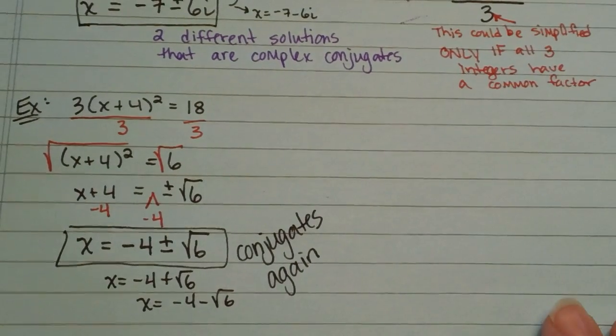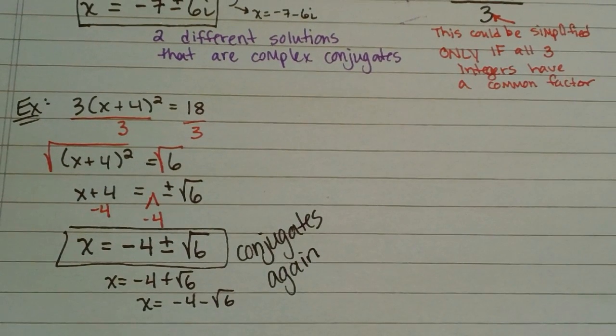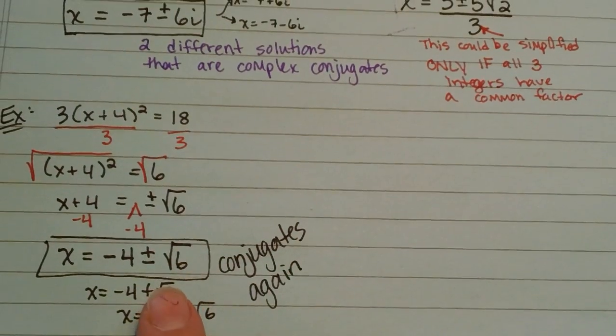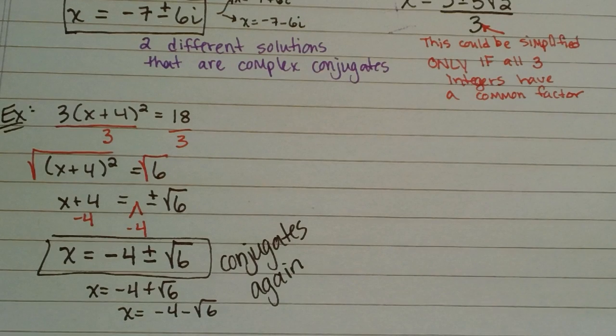So there are a couple of times that our answers will contain conjugates. One is when we have a complex solution. The other is when we have an irrational solution. And this is going to become an important concept as we get further into solving these equations.